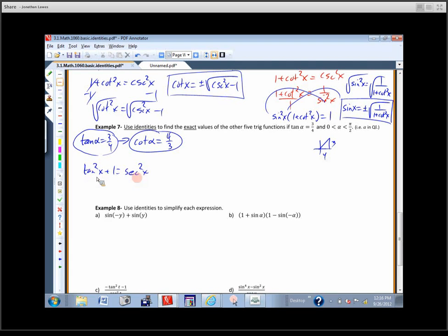How many variables are there in this problem? I'll give you a hint. I'm pointing at them. There's only 2. And we know this one. So this is 3/4 quantity squared plus 1 equals secant squared of x. We good there? So this is 9 over 16 plus 1 equals secant squared. If I get a common denominator, that's going to give me 25 over 16 equals secant squared. I don't want secant squared. What do I want?